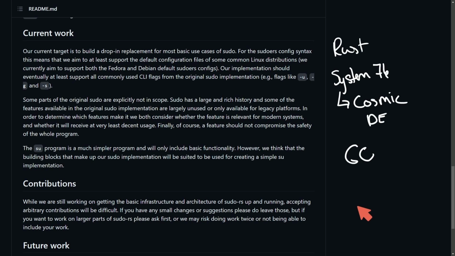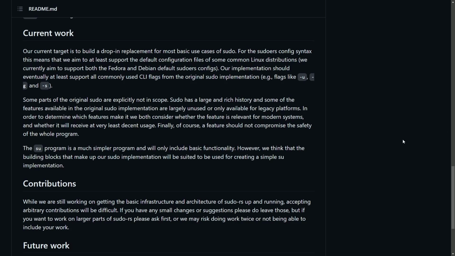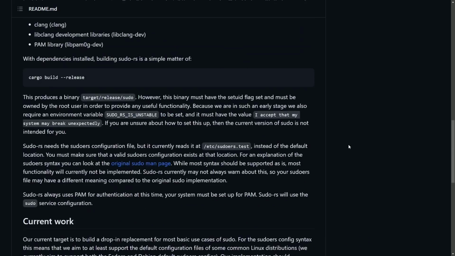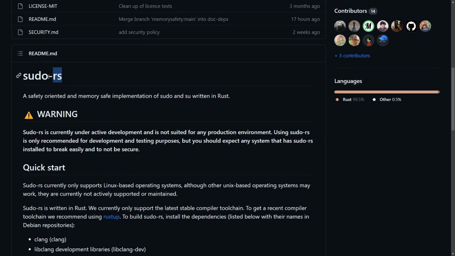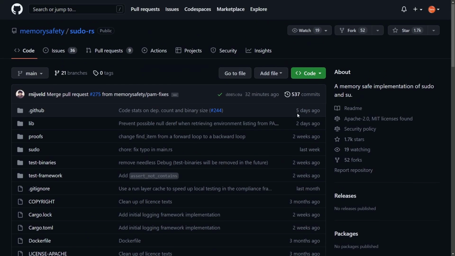That doesn't mean we're going to get away from using C and C++ in Linux, because a large base of it is built in C, and it would be of poor efficiency to rewrite things that already work well and that are stable, that have been used for years. So very interesting that we are getting a Sudo replacement in Rust. Definitely check this project out.